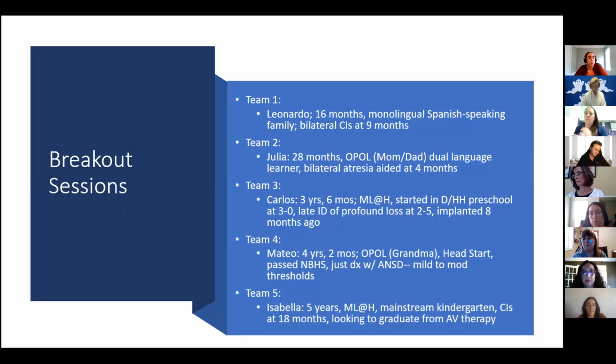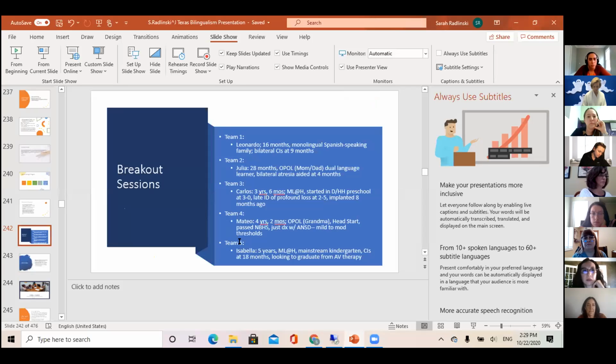And then team 5 has Isabella. She's 5, minority language at home. She's in a mainstream kindergarten. She got her CIs at 18 months, and we're looking to graduate her from AV therapy. I'm sorry, I thought there were 6 of them. I think there's only 5.